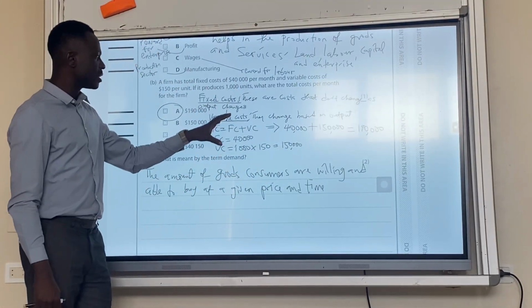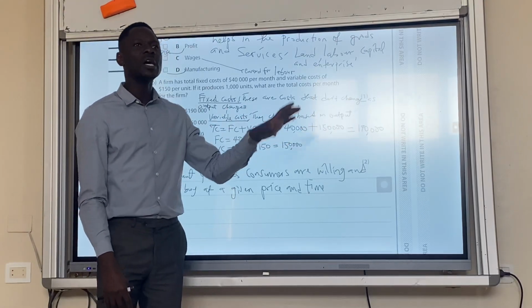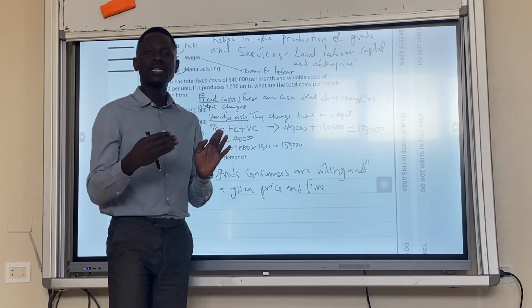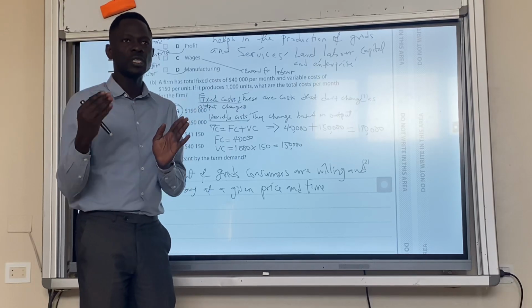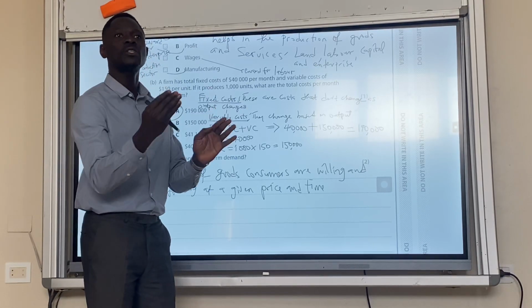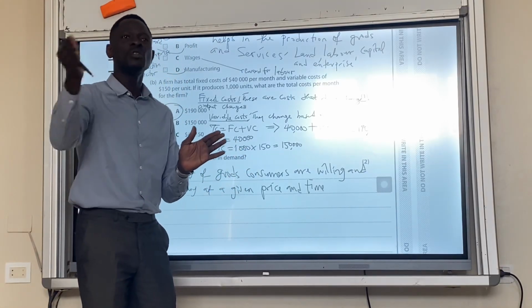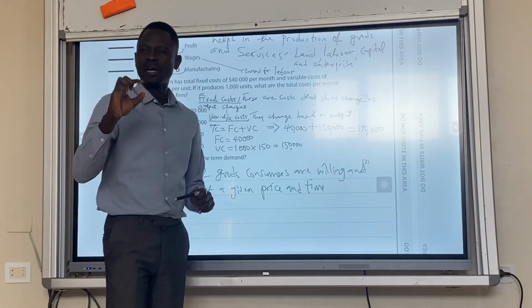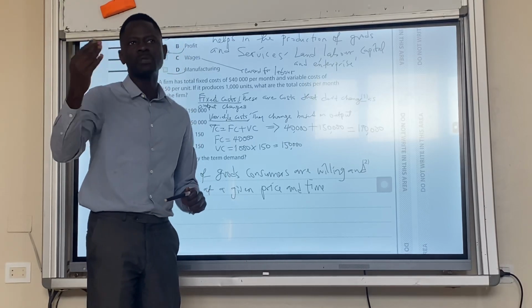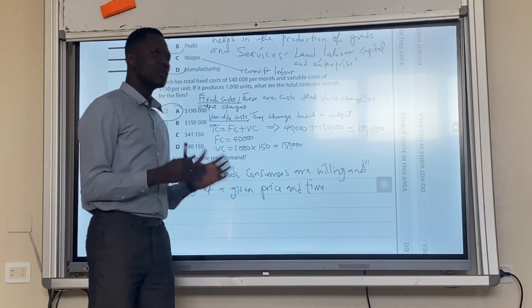But variable costs are costs that change as the level of output changes. If you want to produce 1,000 units of a product, you might need 2,000 units of raw materials. So if you want to increase the units of products, you have to increase the units of raw materials. That's why these are costs that change as the level of output changes. Do we get it?